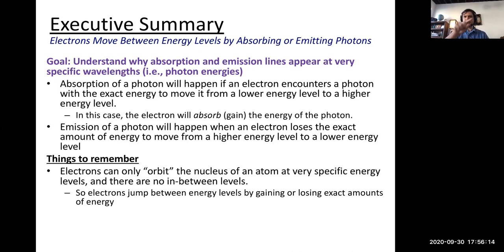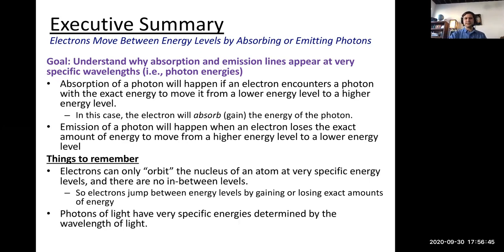It can orbit at this distance with this energy, at that distance with that energy, but nowhere in between. So there are these energy levels, these energies that an electron can have, and those are the only allowable energies. Those allowable energies are different for every atom, meaning that every element on the periodic table will have its own unique set of absorption and emission lines.